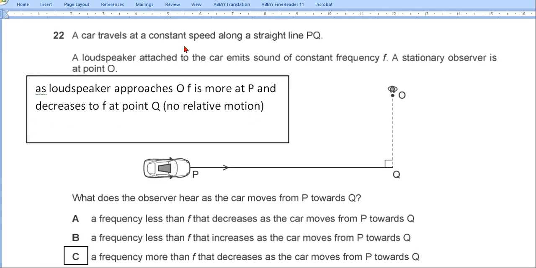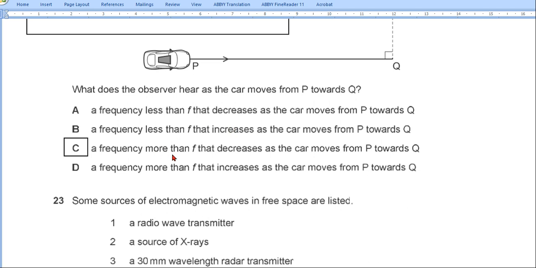A car travels at a constant speed along the straight line PQ. A loudspeaker attached to the car emits sound of constant frequency F. A stationary observer is at point O. As the loudspeaker approaches O, frequency is more than F at P and decreases to F at point Q. No relative motion. So answer is C. Frequency more than F that decreases as the car moves from P to Q.